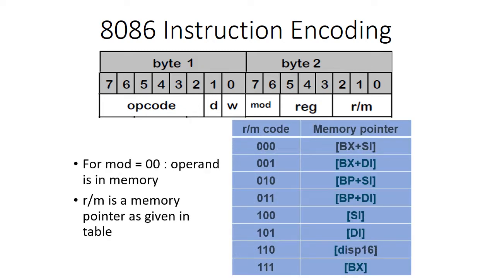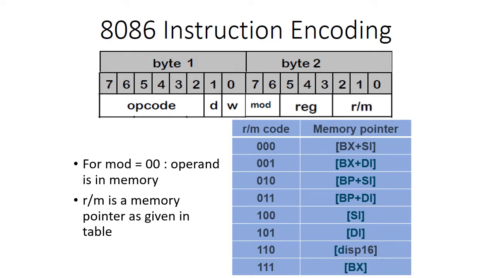When the mod field equals 00, 01, or 10, the RM field specifies a location in memory. In other words, the operand is located in memory and the RM field specifies the way in which the memory address of the operand is determined.